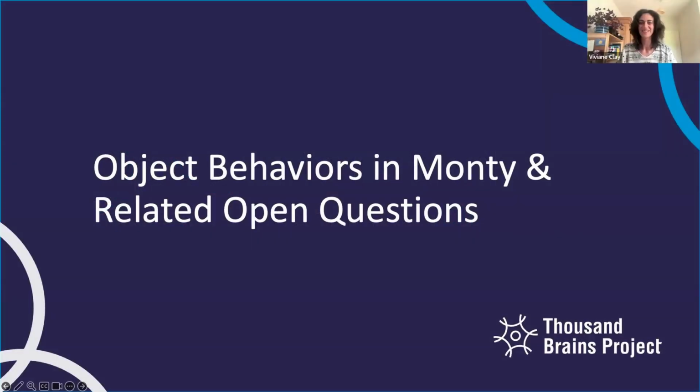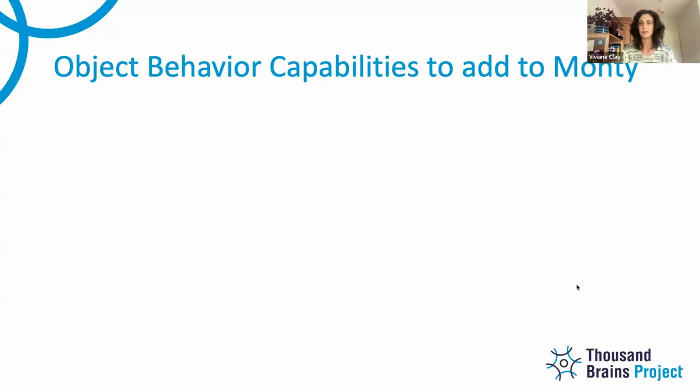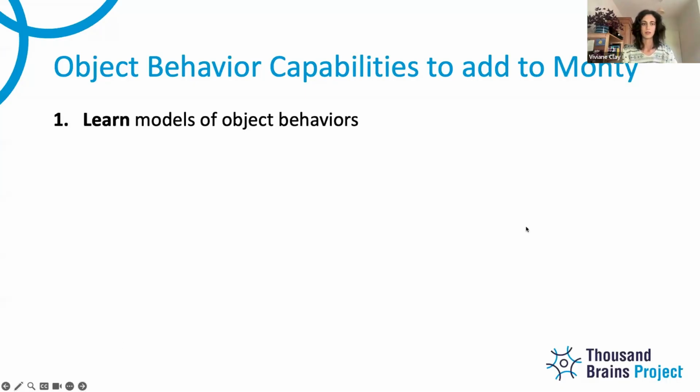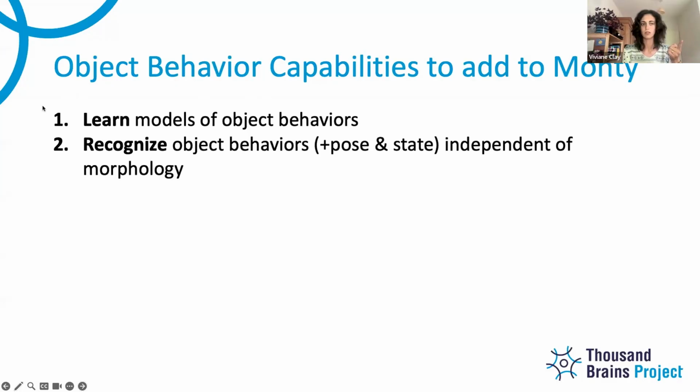Okay, so yeah, this presentation is about object behaviors in Monty, how they could be implemented there, and related open questions. And so I kind of structured it. So this is the high-level structure here. The behavior capabilities that we would want to add to Monty would be one, to learn models of object behavior, so to be able to model how objects change.